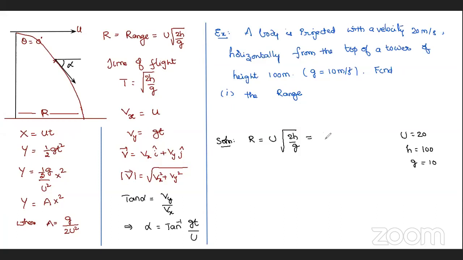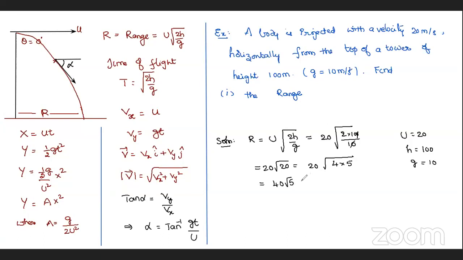So here u is equal to how much, Nana? 20 root 2 h is 100 by g, g is 10. So 20 root 20, correct. You can write it as root 20, and you can stop there, or else you can write it as 4 into 5. Root 4 is 2, 2 into 20 is 40. So 40 root 5. Even this is also correct.